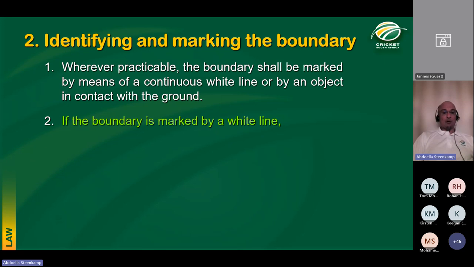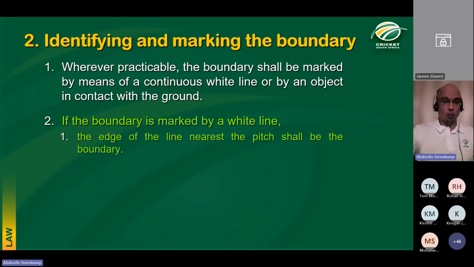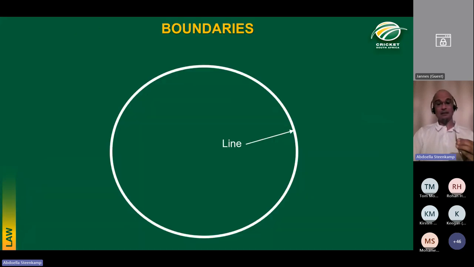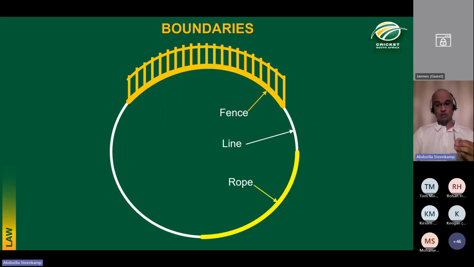When it comes to the boundary, if the boundary is marked by a white line, the edge of the line nearest to the pitch shall be the boundary. You need to look at the edge nearest to the pitch. That will mark the boundary. If you look at this diagram, just to emphasize what the law is saying, the edge of the line nearest to the pitch, where the arrow is, that marks the boundary. Not the back line, not on the line, but the edge nearest to the pitch.